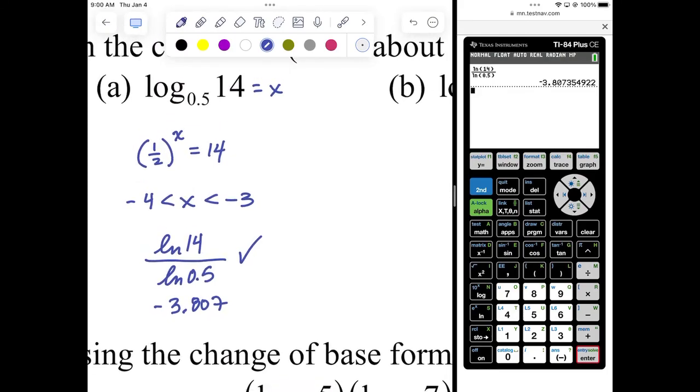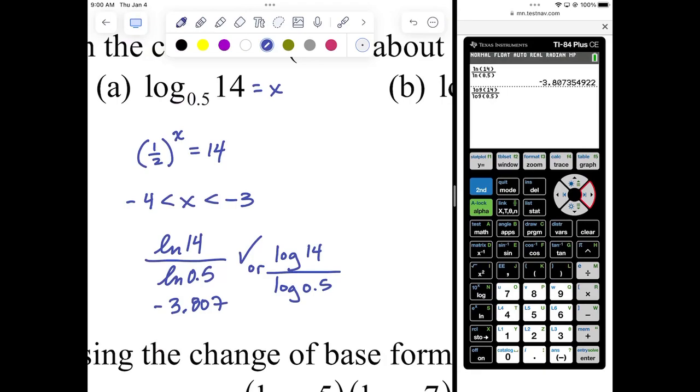Now, what if I wanted to choose base 10? I could have said that this is also log of 14 over log of 0.5. Let's see if that gives us the same answer. Go to alpha x and now hit the log button, which is right above ln, of 14, close parentheses, divided by log of 0.5. Okay?